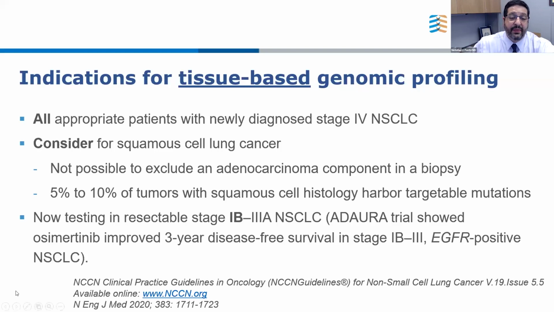And now even in resectable cancers, they're doing molecular analysis because of the ADAURA trial in the New England Journal. Patients with stages 1B all the way to 3A who were treated with adjuvant therapy after surgery benefited in terms of 3-year disease-free survival if they had an EGFR mutation and received osimertinib for 3 years. So now it's really, really broadening.